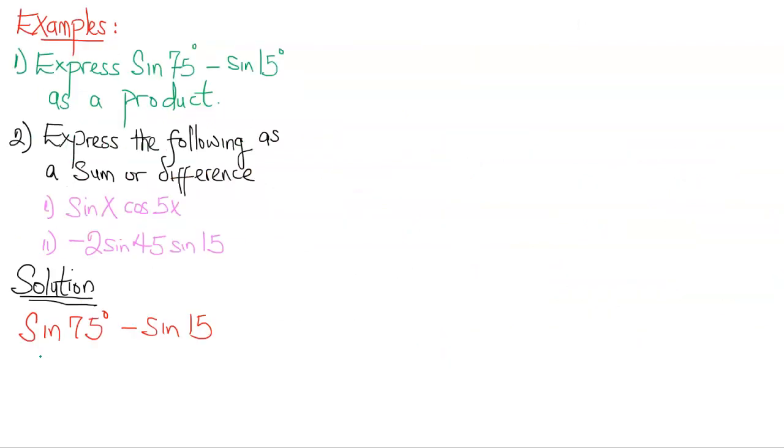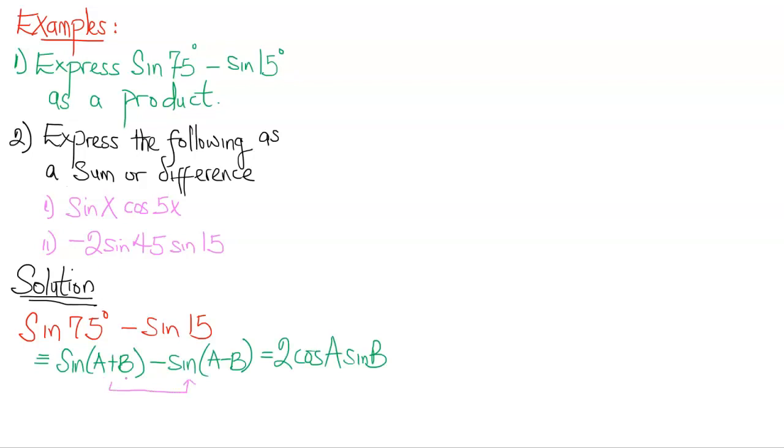This looks very much like, as we can see here, a difference of sines, just as we have here, sine 75 minus sine 15, and it always gives this product, 2 cos A sine B. So all we have to do is compare. Comparing, we would see that A plus B is 75, and also A minus B is 15. We can see that clearly.